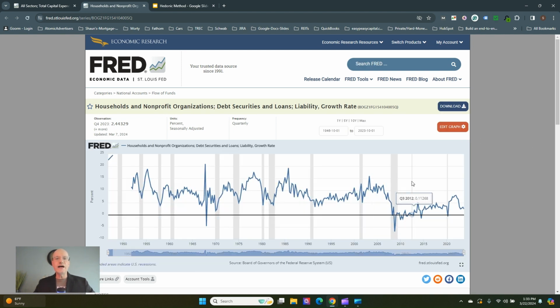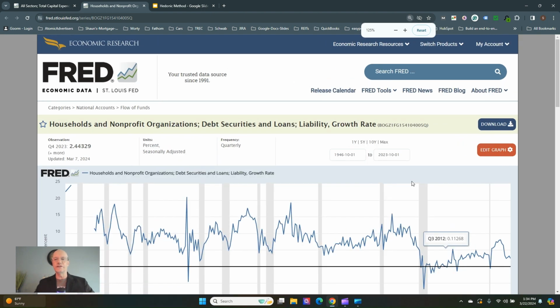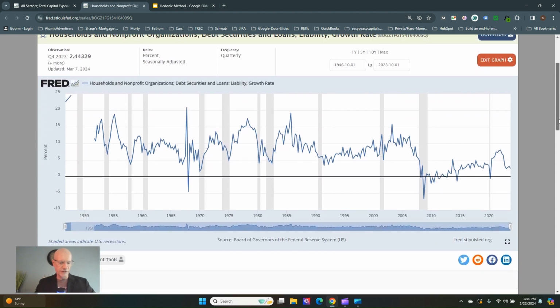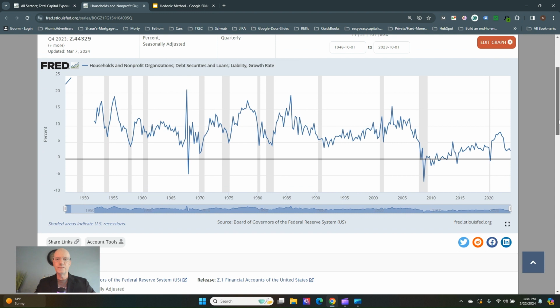And so let's look at the households and nonprofit organizations debt securities. Okay, so this is our loans out there. Let me see if I can increase that here just a little bit. So what we're looking at here is the households and nonprofit organizations debt securities, loans and liabilities growth rate. As we can see, we had a lot of loans going on here right before the crash, right? Right before 2008, 2009, and boom, we hit down here. We went to a negative 6.8.